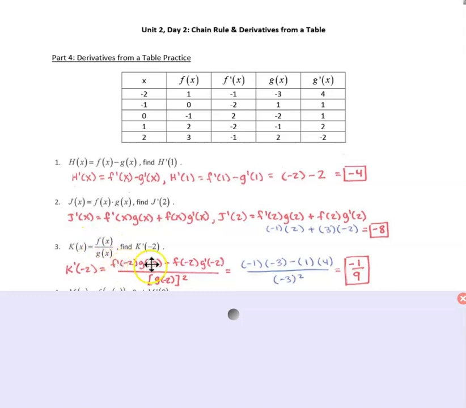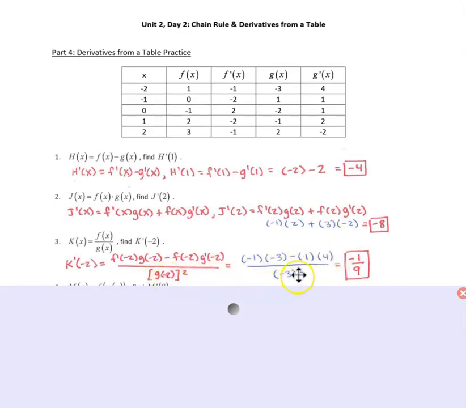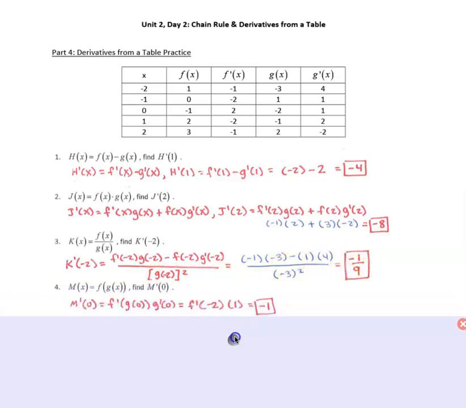Next problem is a quotient rule problem. So I need low d high minus high d low, square the bottom, and away we go. And then evaluate the table. From the table, f prime of negative 2 is negative 1, g of negative 2 is negative 3, f of negative 2 is 1, g prime of negative 2 is 4, and g of negative 2 is negative 3, and that all simplifies to negative 1/9.